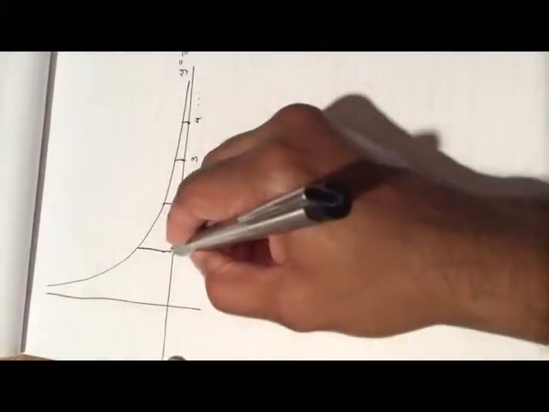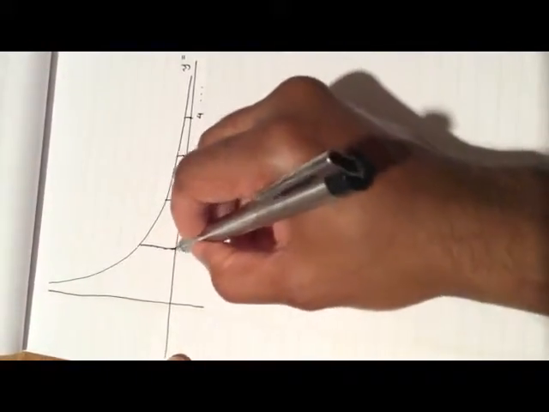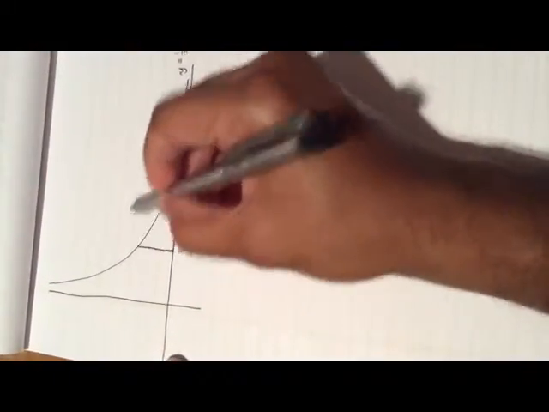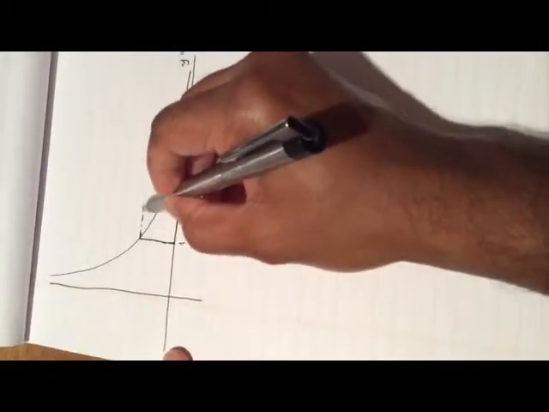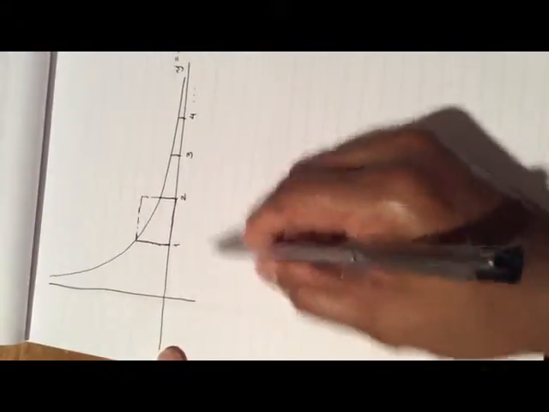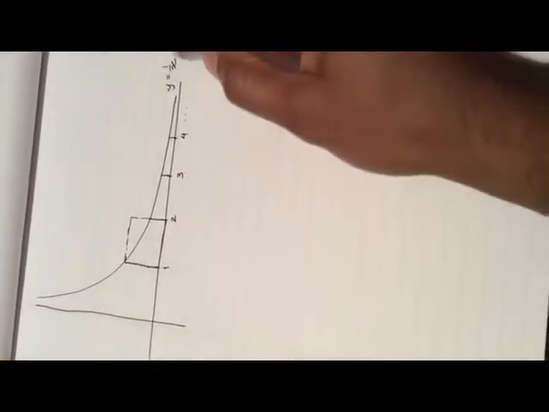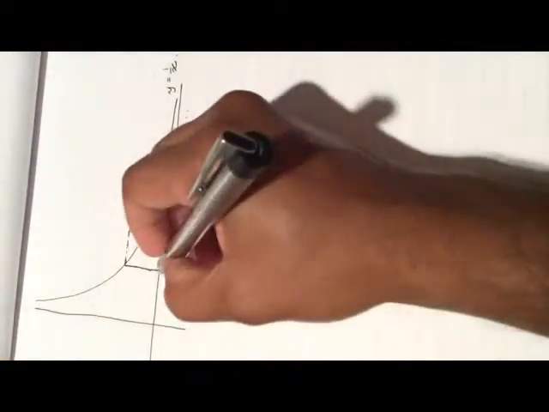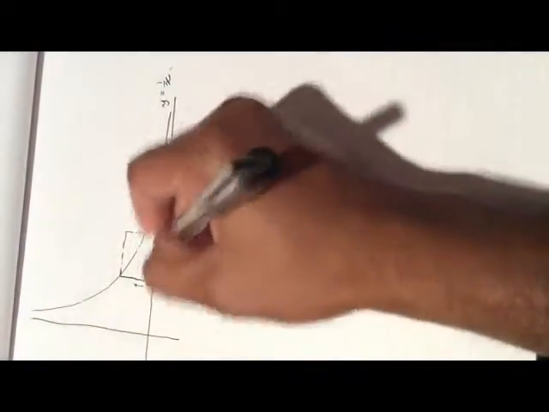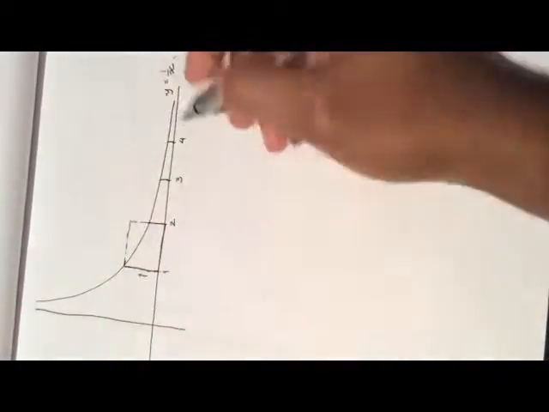The first rectangle I'll draw is this one. It has base going from 1 to 2, and its height is going to be the height of the function at 1. So it's this rectangle here. And what is the height of the function at 1? Well, it is the function 1 over x. So this height is 1 over 1, so this is 1. So in fact, this is a square, base 1 and height 1.